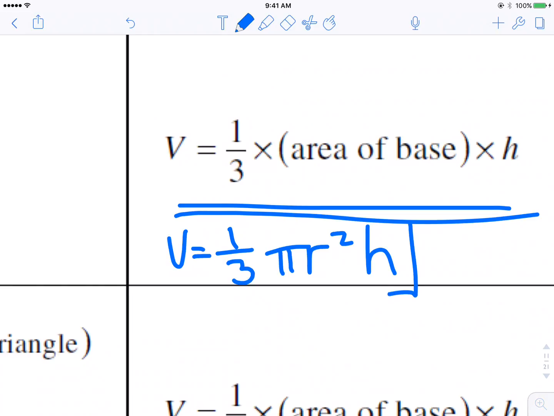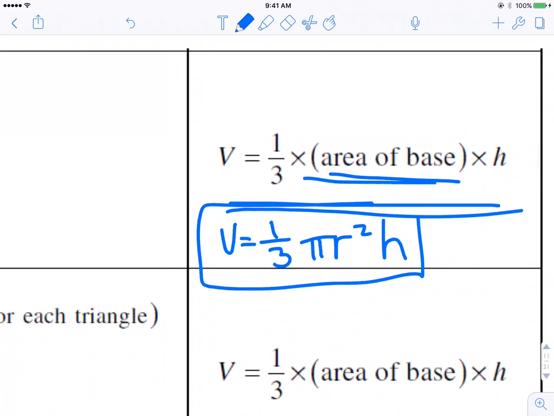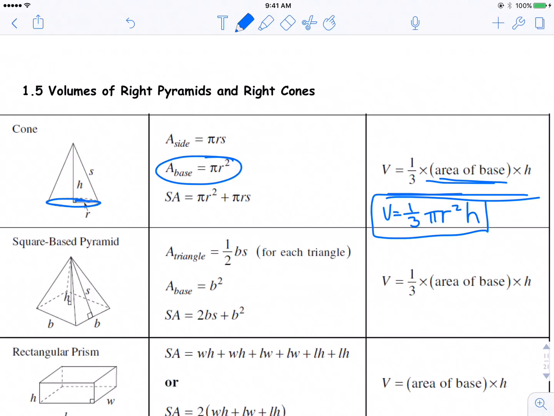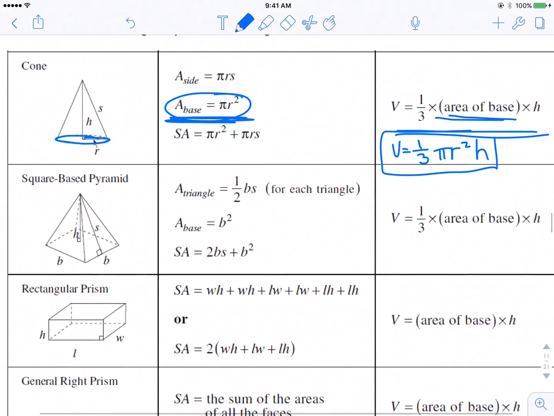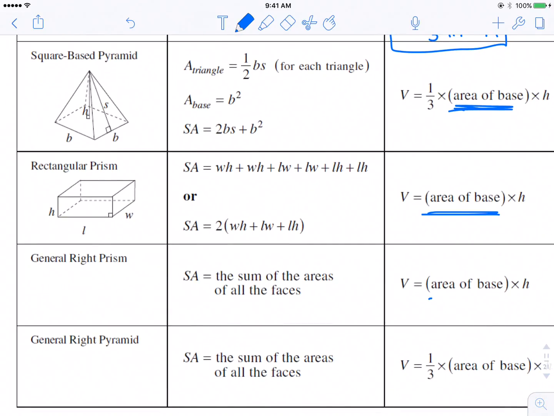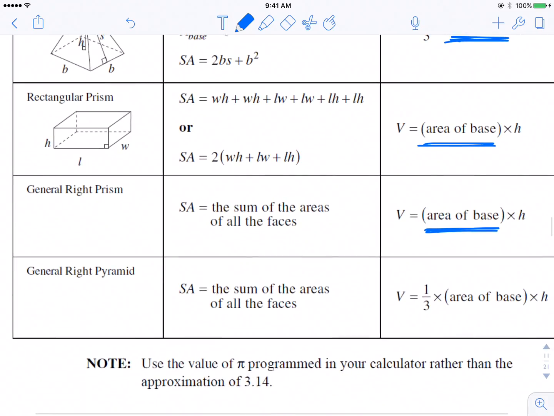Now, when I grew up, this is how we were taught the formula. We weren't taught to look for the area of the base. The reason they do that is because it allows you to notice and recognize that this is part of this formula. It's not that it should be new to you. You should have an idea of it already. You can see that for the square-based pyramid, for the rectangular prism, for any general right prism, as well as a general right pyramid. It's just the area of the base.